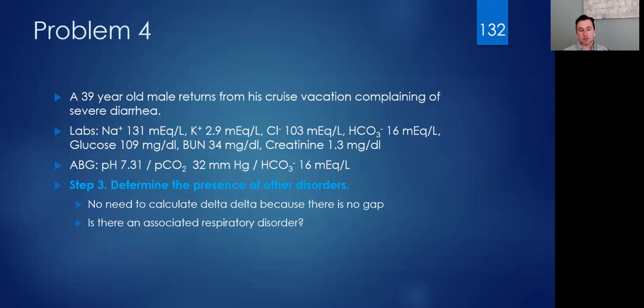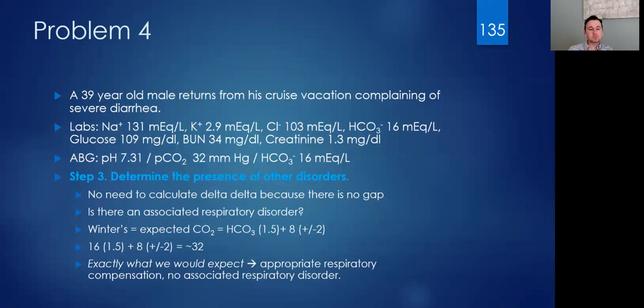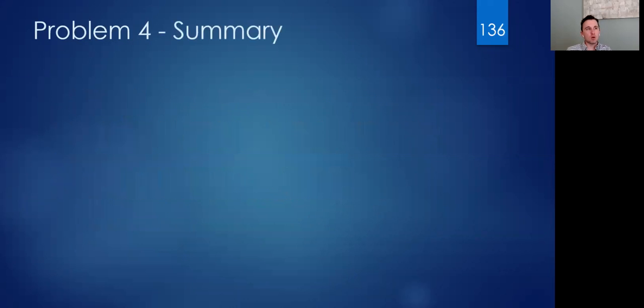But we've got to figure out if there's an associated respiratory disorder. Again, we do that with Winter's formula, which is given here, which tells us our expected CO2 should be 32, which is exactly what we start with. So what that means is we have appropriate respiratory compensation based off what our bicarb is, with no associated respiratory disorder.